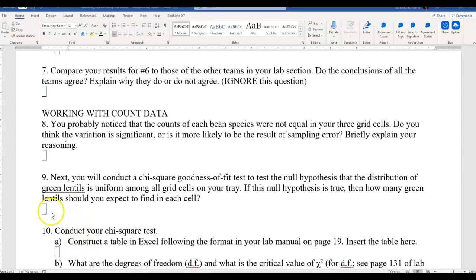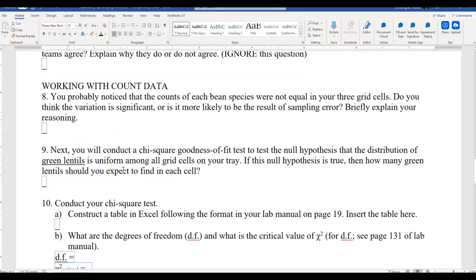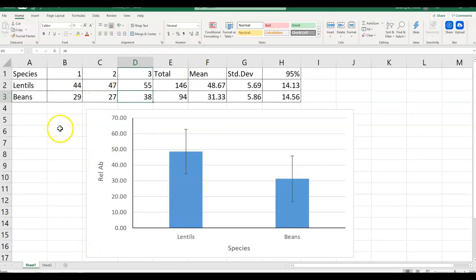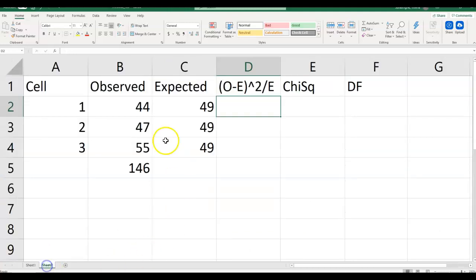So, let's take a look at now question number 8. You probably noticed that the count of each bean species were not equal in your tree grid cells. Do you think the variation is significant, or is it because of the sampling error? Well, let's first take a look at those numbers, right? Over here. Well, yeah, first two is more or less the same, but the last one is a little bit higher.